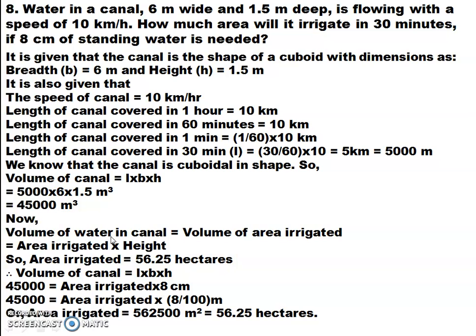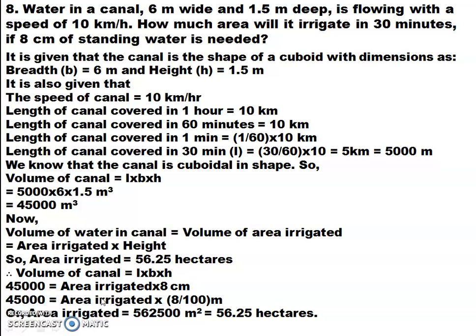Now, volume of water in canal is equal to volume of area irrigated. Volume of area, we will take it as again a cuboidal shape, that is area irrigated into height. So, volume of canal is equal to L into B into H. 45,000 is the volume of the canal, area irrigated into 8 centimeters. You can see 8 centimeter of standing water is needed because in that area you need a height of 8 centimeter still water. That's why we take H as 8 centimeter.